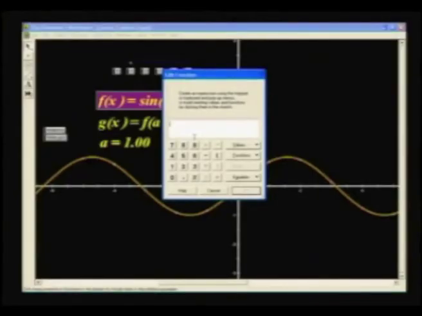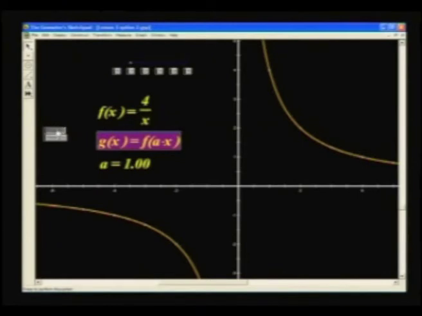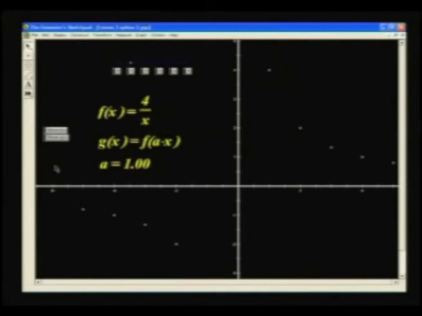To complete our knowledge, let's examine the hyperbola. I've reset a to 1. First I'll change the function, look in the dialog box. Then I press OK. Now I'm turning off the graphs because I want us to concentrate on how the enlargements act on the points of the graph.